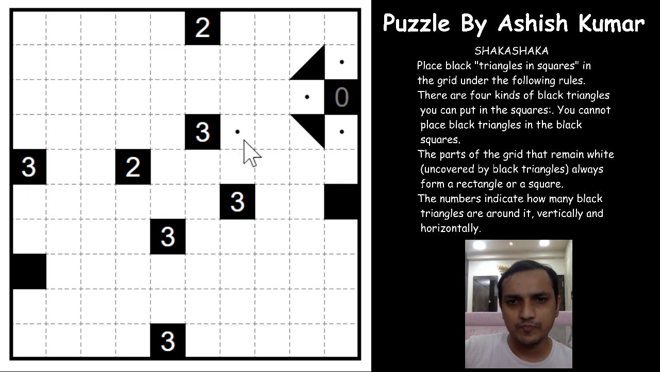Same way the other way. So there are only two possible ways of making a triangle when you have a number cell near to it, right? So either this way or the other way. So these are the few tips.